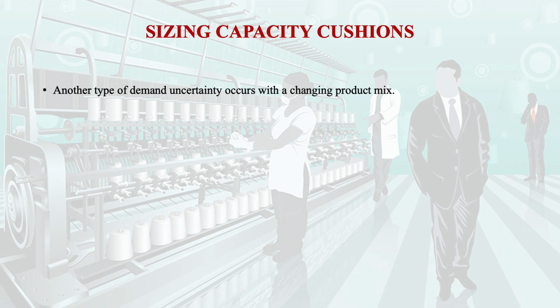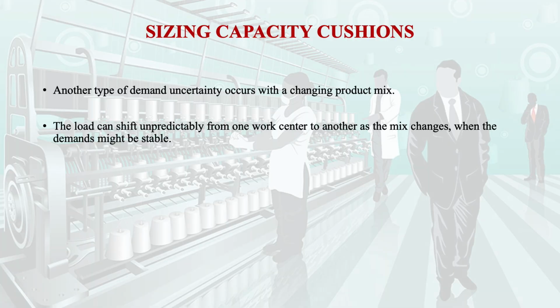Another type of demand uncertainty occurs with the changing product mix. Product mix means, for example, when we have toothpaste of 200 grams and 100 grams or 150 grams. So this is a product mix. The load can shift unpredictably from one work center to another as the mix changes. Whether the demand is stable or unstable, a change in mix will always give an option for keeping more capacity cushion.